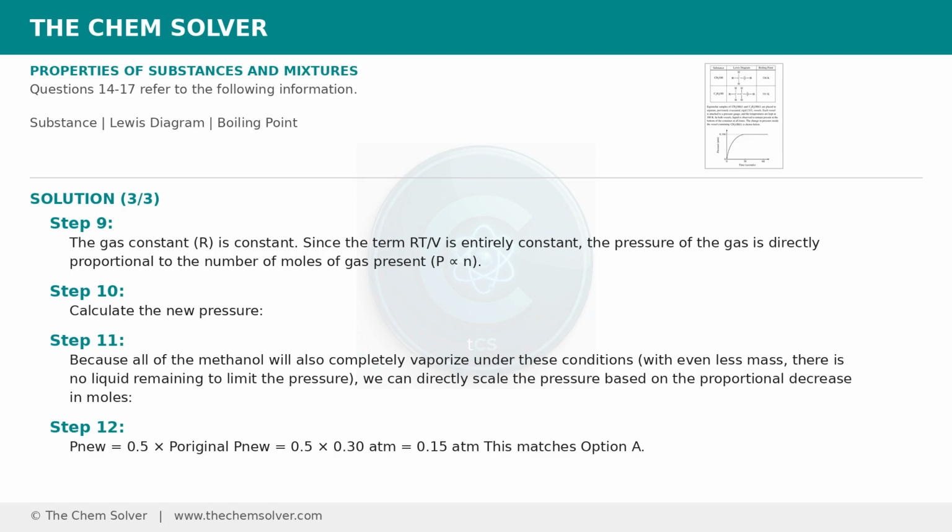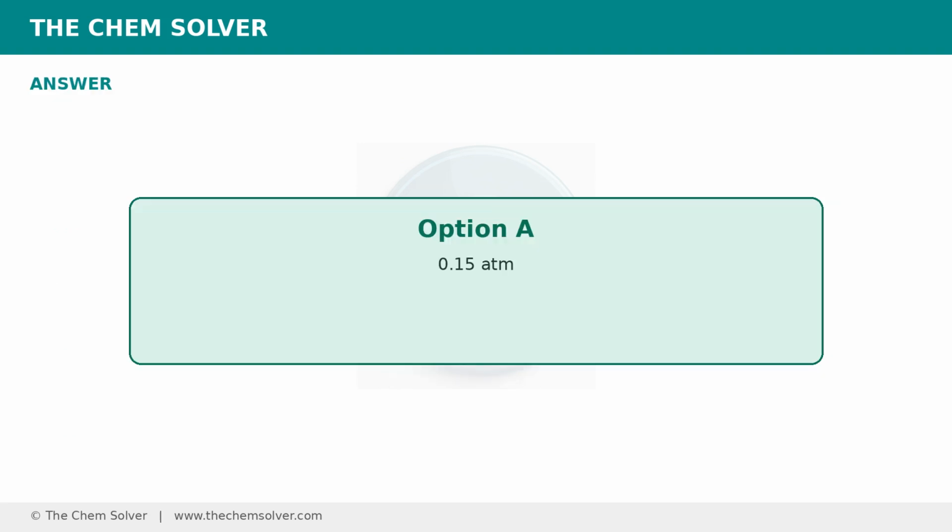Calculate the new pressure. All of the methanol will also completely vaporize under these conditions. With even less mass, there is no liquid remaining to limit the pressure. We can directly scale the pressure based on the proportional decrease in moles. P new equals 0.5 times P original. P new equals 0.5 times 0.30 atmospheres equals 0.15 atmospheres. This matches option A. The correct answer is option A, 0.15 atmospheres.